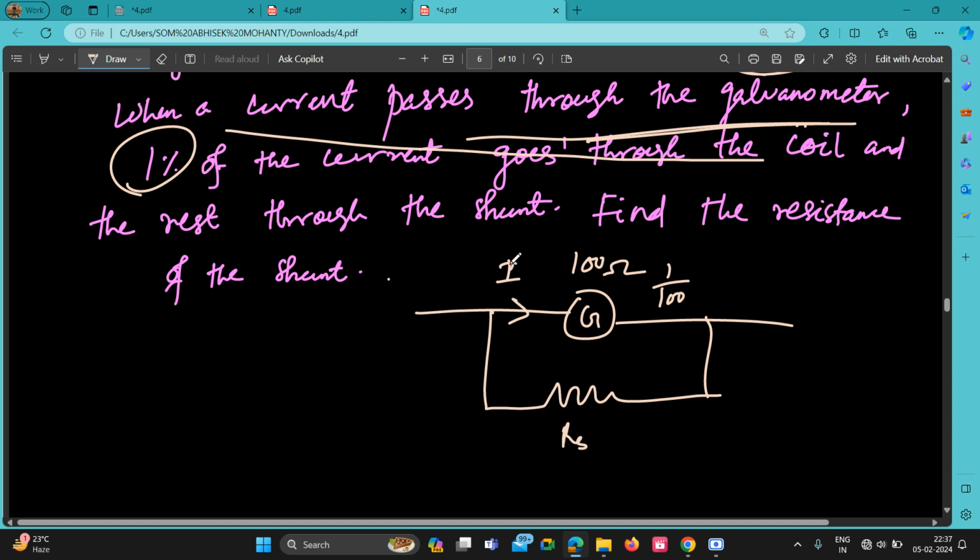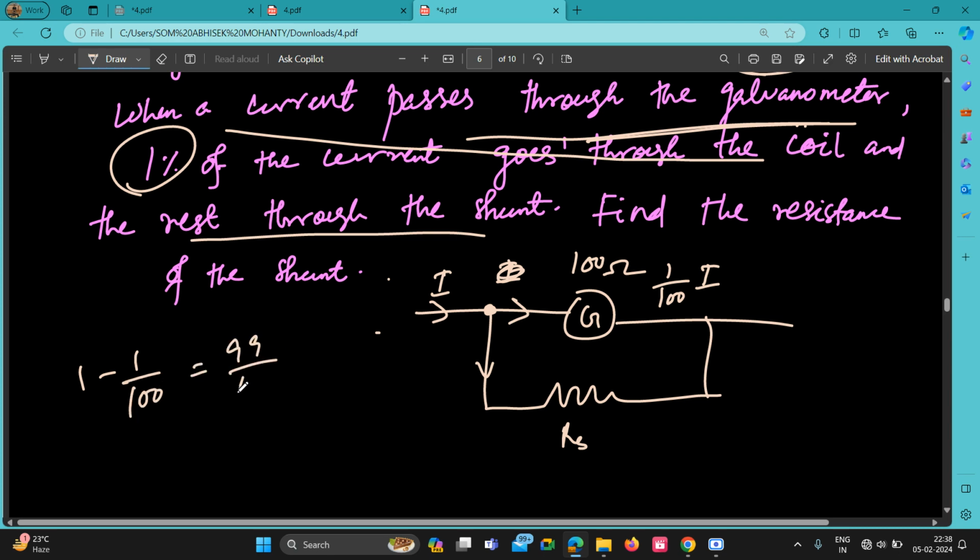For example, total I is coming here. It will be divided, of course, because this is a parallel connection. In series, it is not divided. In parallel, it will be divided at this junction. So 1 by 100 of the current is going through the galvanometer, that's through the coil. And what is the rest? Rest through the shunt. Rest means 1 minus 1 by 100, that is 99 by 100, 99%. So 99 by 100 is going through RS.